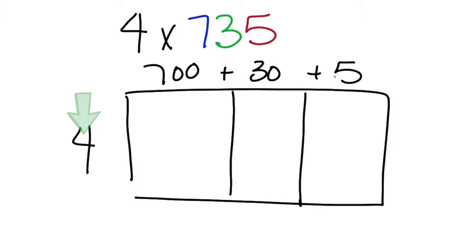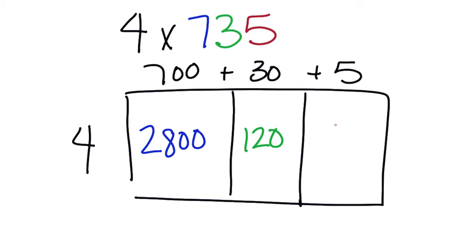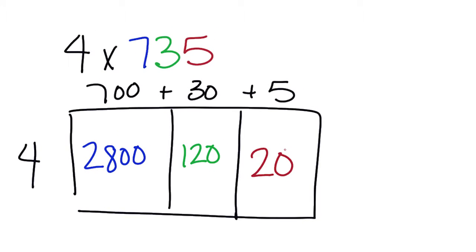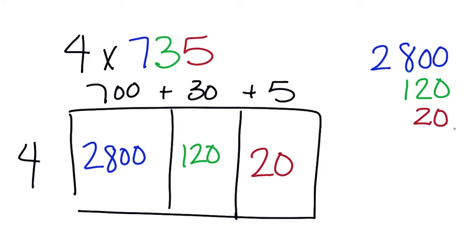We will multiply the factor of 4 and the second factor in expanded form and record the products in each box of the array. 4 times 700 equals 2,800. 4 times 30 equals 120. And 4 times 5 equals 20. Each of the products in the array are considered partial products of the original problem, 4 times 735. Now let's add each partial product to find the sum. 2,800 plus 120 plus 20 equals 2,940.